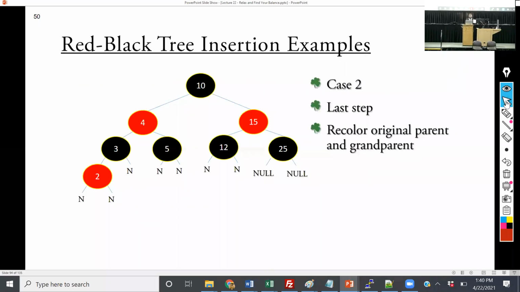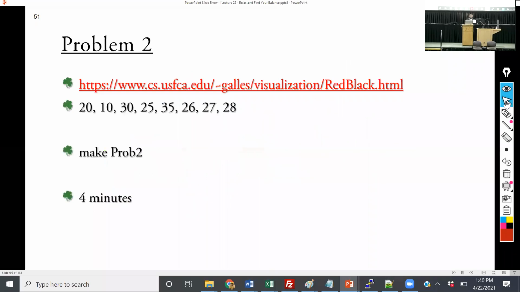All right, so what I would like you to do is work through problem 2. Run make problem 2. Take 5 minutes, we'll take 4 minutes, and then we'll work through it together on the left board. We're inserting 20, 10, 30, 25, 35, 26, 27, and then 28.